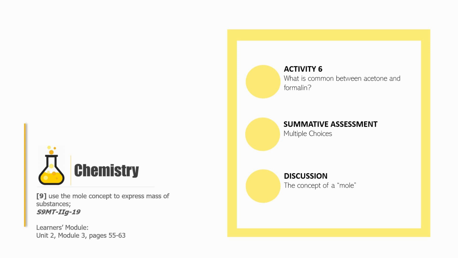This is Chemistry 11, and we will be featuring learning competency number 9, which is use the mole concept to express mass of substances. Learning competency number 9 is S9MT to G19. If you need some reading material to follow through with this discussion, you can get your copy of the learner's module. Open it in Unit 2, Module 3, pages 55 to 63.